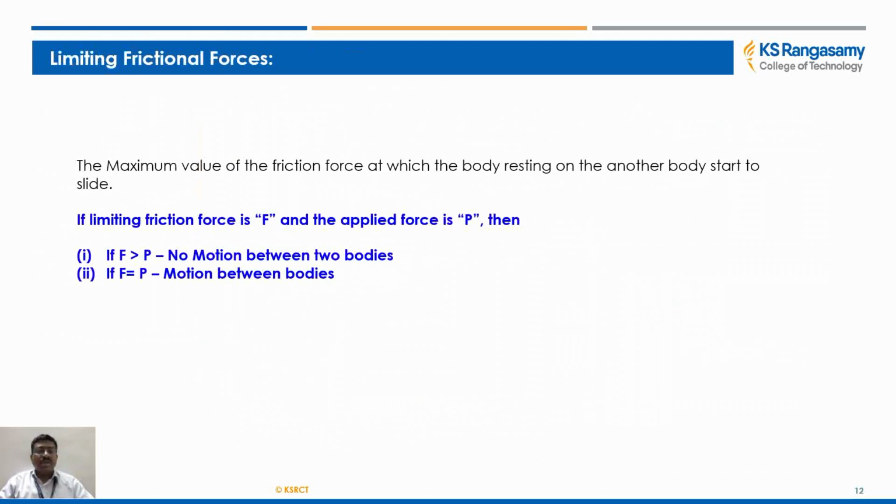Then, limiting frictional force. The maximum value of the friction force at which a body resting on another body starts to slide is called the limiting frictional force. For example, if the limiting frictional force is F and the applied force is P, if F is greater than P, there will not be any motion between the two bodies. If F is equal to P, motion will be there between the two bodies.